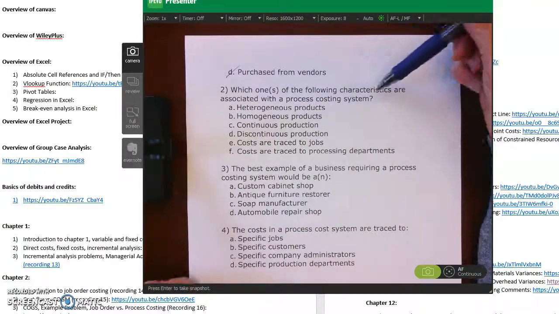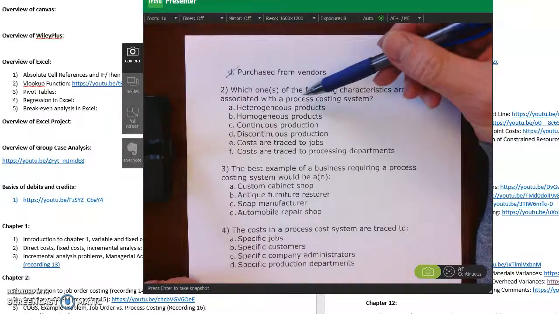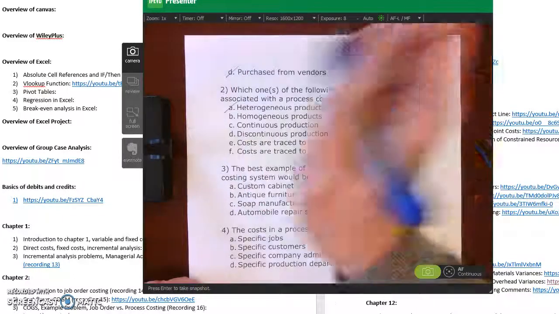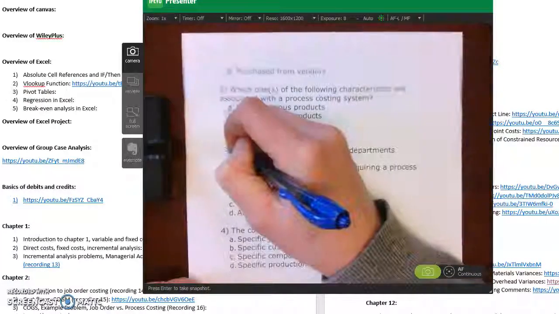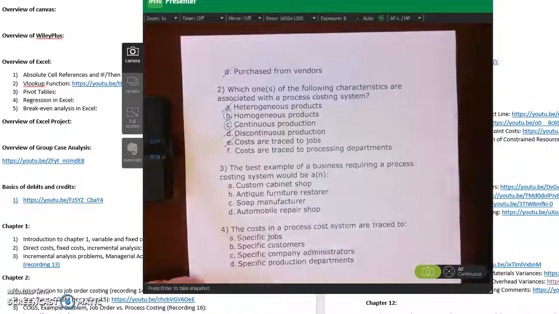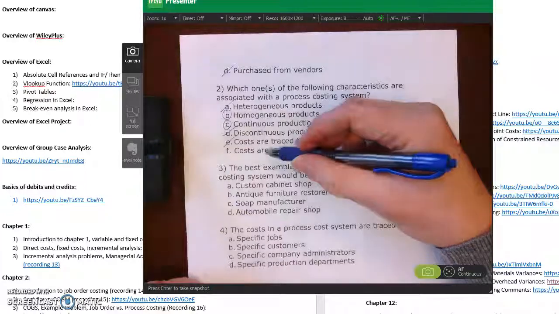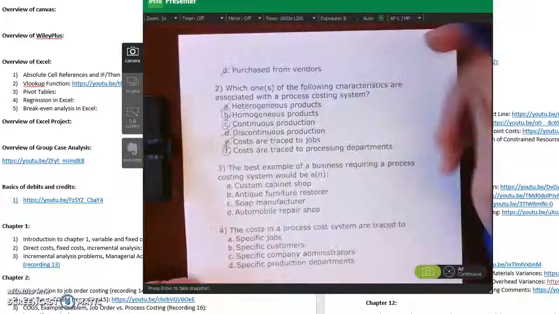Which of the following characteristics are associated with the process costing systems? Not heterogeneous, homogeneous products. Continuous production, not discontinuous. Costs are not traced to jobs. They are job order costing, but not process costing. Costs are traced to processing departments.